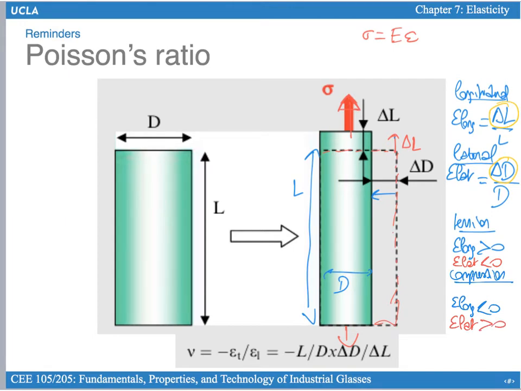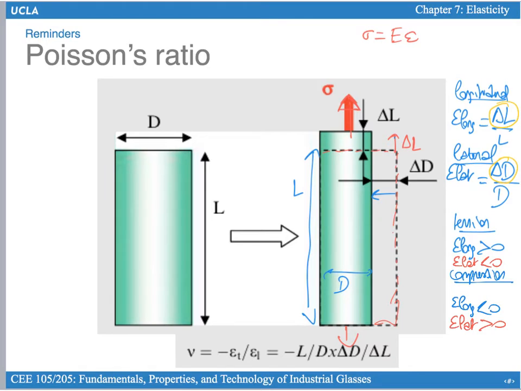So the longitudinal strain is always opposite sign than the lateral strain. If one material elongates longitudinally, it will shrink laterally. If one material shrinks laterally, it will elongate longitudinally. So you always have an opposite sign between the longitudinal and the lateral strain, which means that you can define the Poisson's ratio.